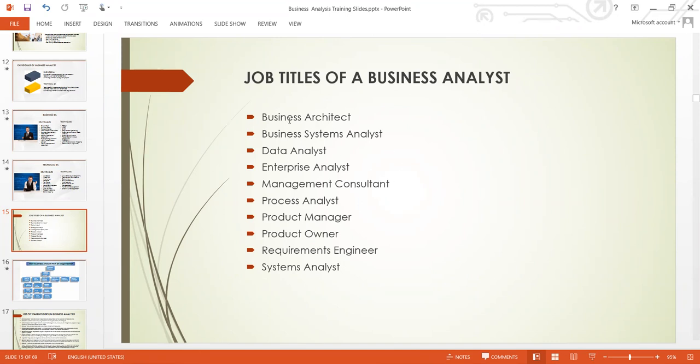You can be called a business architect. You can be called a business system analyst. You can be called a data analyst. You can be called an enterprise analyst. You can be called a management consultant. You can be called a process analyst. You can be called a product manager. You can be called a product owner. You can be called a requirement engineer. You can be called a system analyst. All of these are business analysts. So you can see there are so many names.